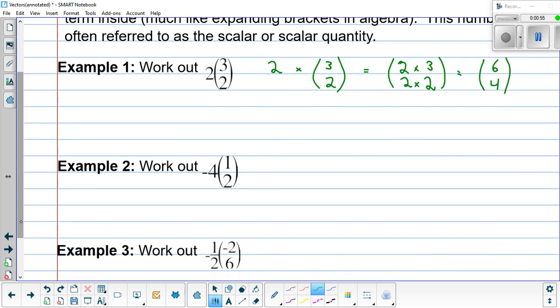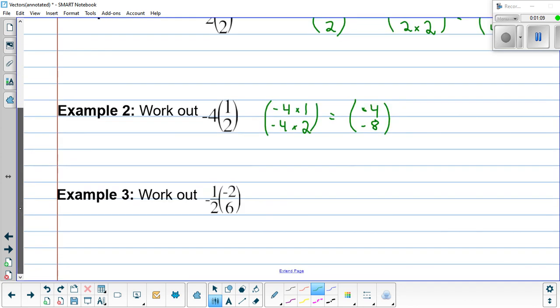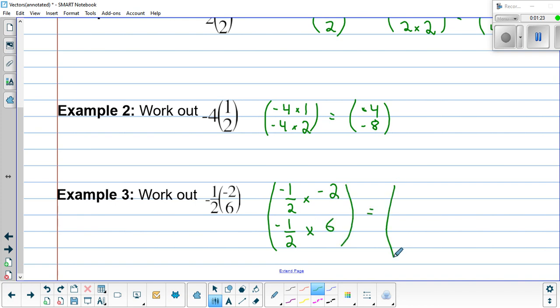Next one, we're going to do negative 4 times 1 for the top, and negative 4 times 2 for the bottom, and we'll get negative 4 and negative 8. Lastly, we're working out negative a half of this, so I'm just going to draw it bigger: negative 1/2 times negative 2, and negative 1/2 times 6. Negative times negative is a positive, 2 over 2 is 1, so 1. And then we have negative, because it's a negative and a positive, and 6 over 2 is 3.